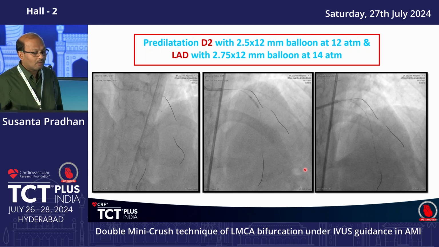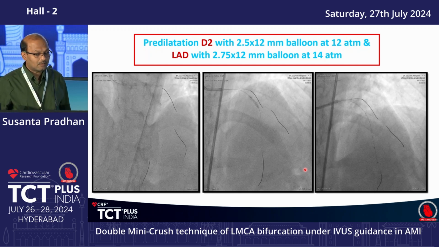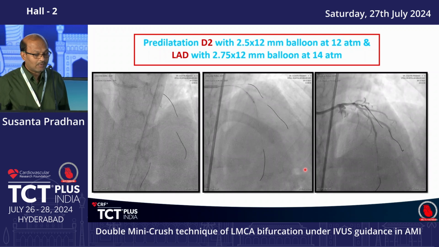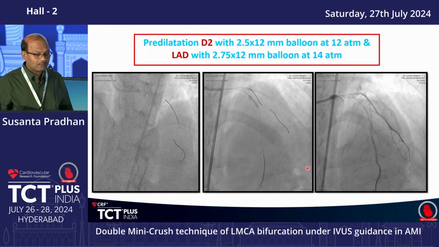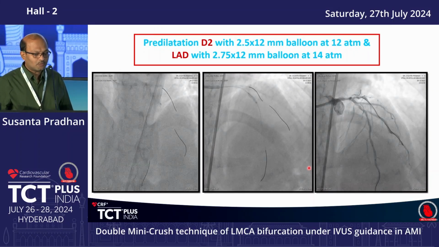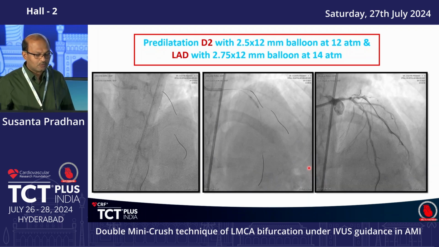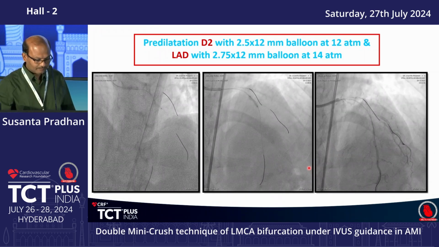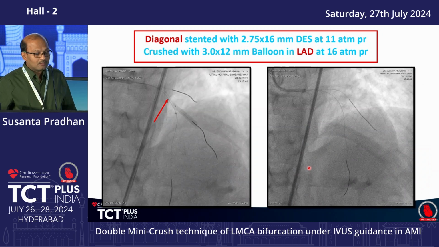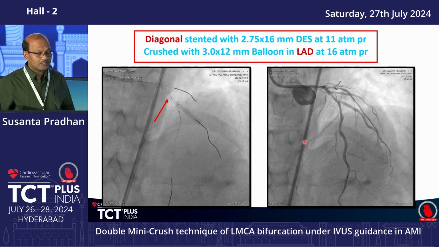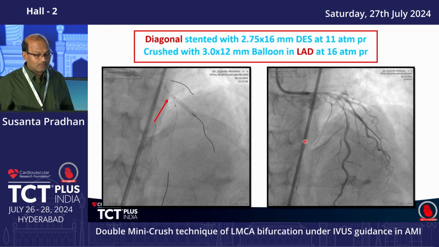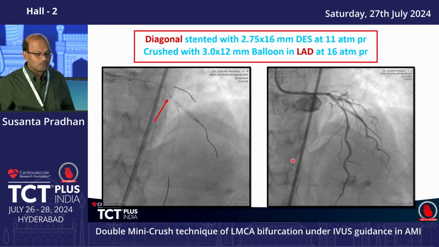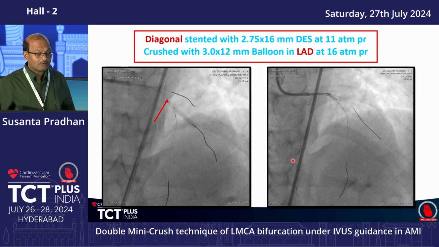we have wired both diagonal and LAD, pre-dilated the diagonal with 2.5 and LAD also pre-dilated with 2.75. After the pre-dilatation of the diagonal, there is some dissection noticed in the diagonal. So there is no option, we have to change our strategy from provisional stenting to the two-stent technique for the LAD diagonal bifurcation. Then the diagonal lesion has been stented with 2.75 by 60 millimeter, and after this there is no edge dissection of the distal diagonal.